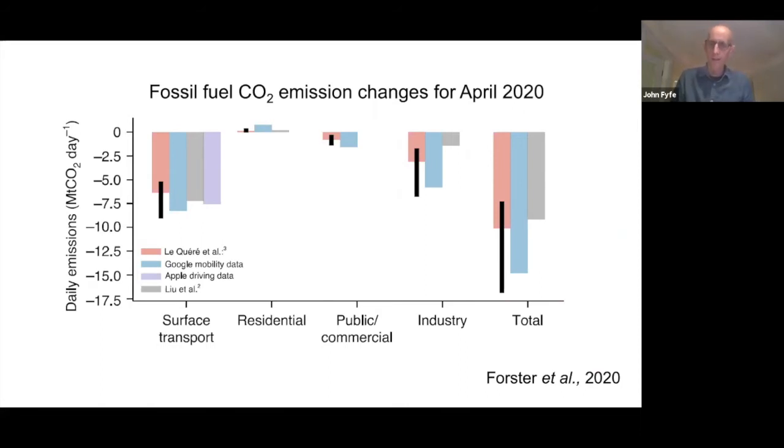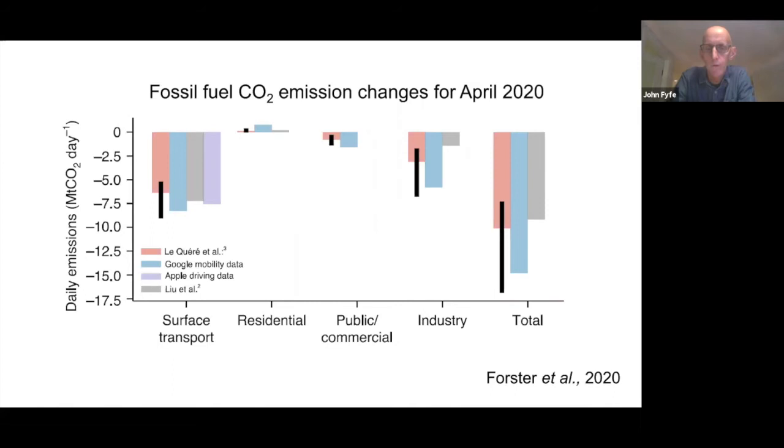So if you look at the x-axis, we have surface transport, residential, public commercial, industry, and then the total. And for each one of these sectors, there are some bars that indicate that we have 2 or more estimates of the emission reductions across these different sectors. There's also a big black bar, and that gives you an uncertainty range in one of these estimates, okay?